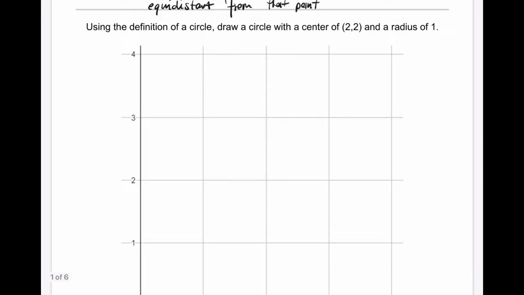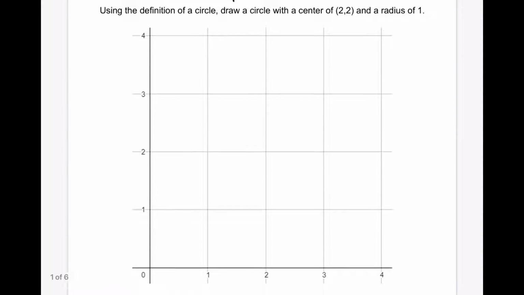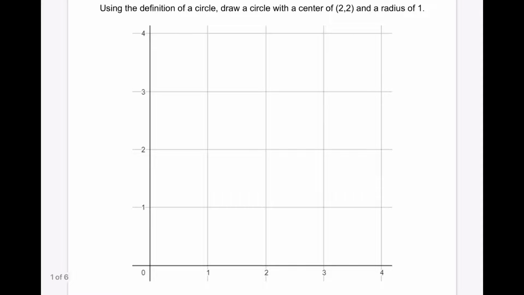So, using the definition of a circle, draw a circle with a center of (2, 2) and a radius of 1. First of all, ordered pair recap. We all know how to do this from Algebra 1. I'm going to go over 2: 1, 2. I'm going to go up 2: 1, 2. Here is my center. This is the center of my circle.